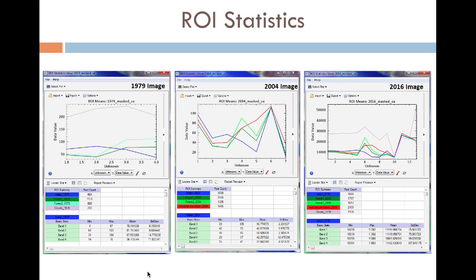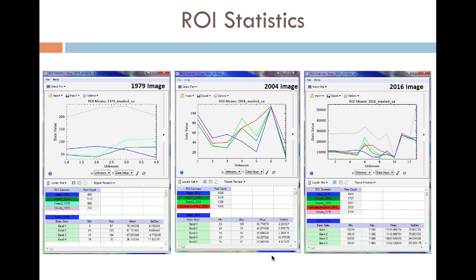For my statistics for 1979, I had water, Forest 1 and Forest 2, along with clouds. I didn't include the soil pasture clearing because it was so small. For 1979, it was kind of just that small town that it was really hard for the classification to pick up, so I just excluded it.